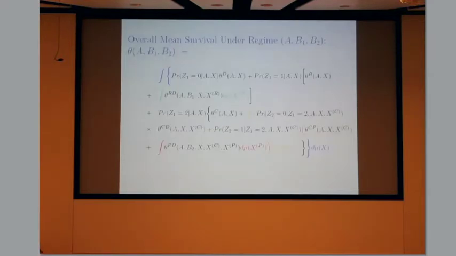So here is a very simple formula for the overall mean survival under regime A, B1, B2. I'm going to call it theta. And this formula is obvious to the casual observer, as mathematicians like to say. I put this slide in just to convince you, or point out, that there was a tremendous amount of what I call statistical or probabilistic bookkeeping to turn that picture that I gave you into a mean survival time. And that's what this is.